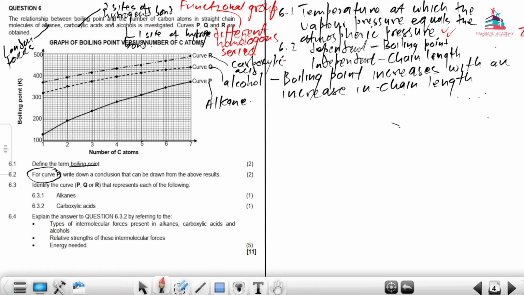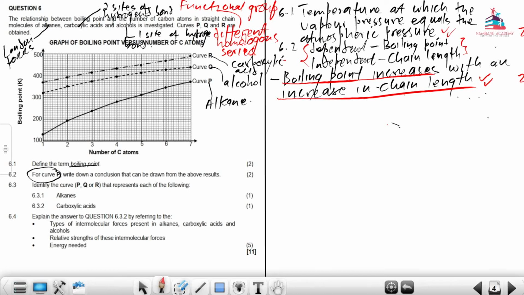How do you get your 2 marks? Remember, in a conclusion, in your investigation question or investigative question, you should always have your independent and dependent variable, then the relationship between the 2. So in this, we have our boiling point that increases with an increase in chain length. So we'll definitely get our nice 2 marks as well. Very, very important.